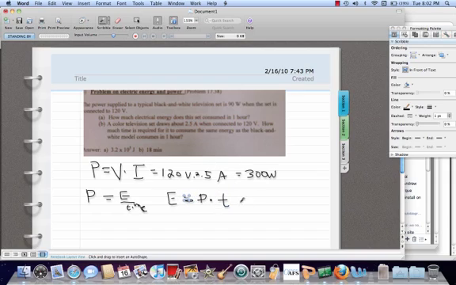So now I have 300 watts, and I'm solving for time here. So I can divide both sides by P, and I get time is equal to energy divided by power. So when I solve for T, I get 324,000 joules divided by 300 watts, which is 300 joules per second. So my joules cancel, and I'm just left with seconds.